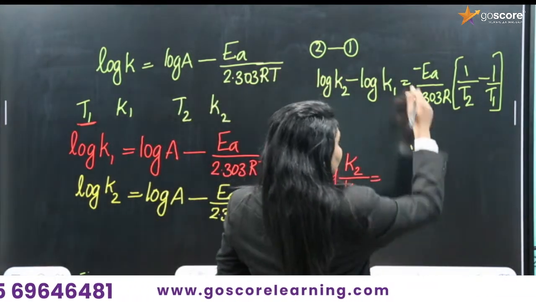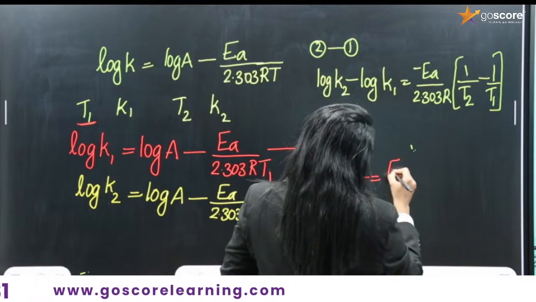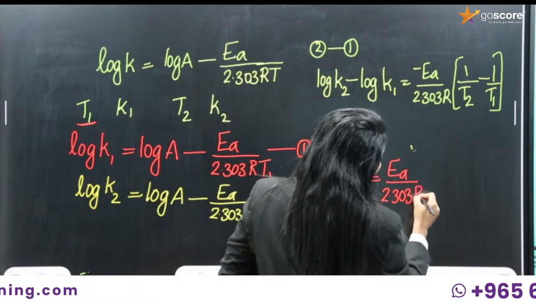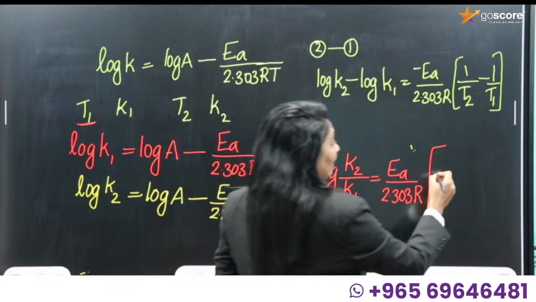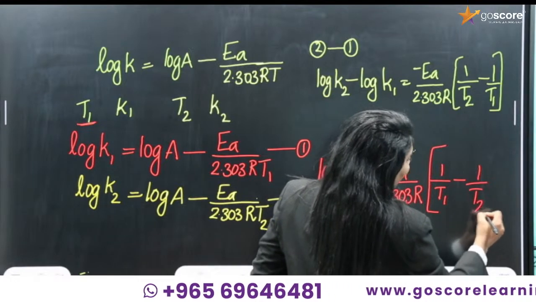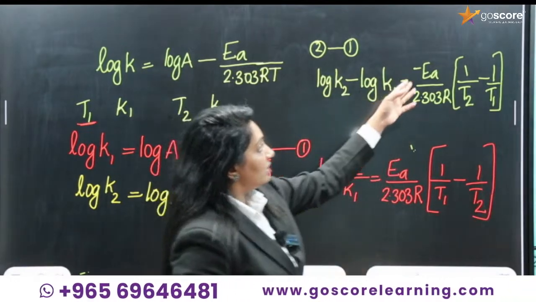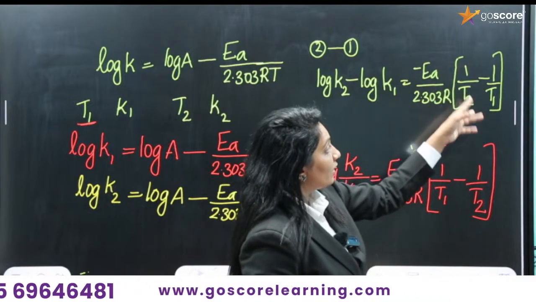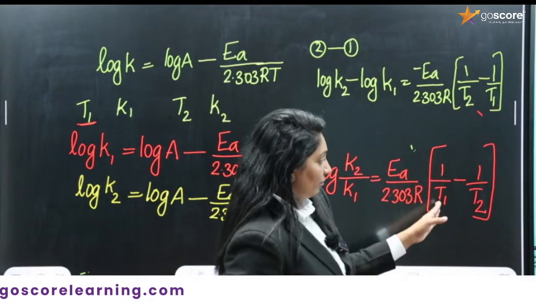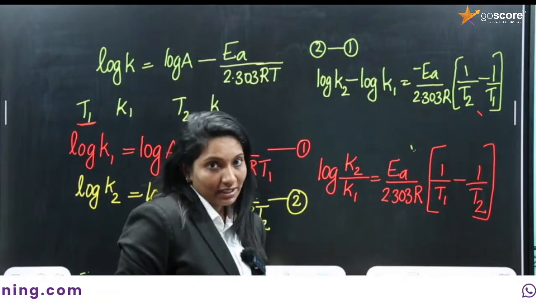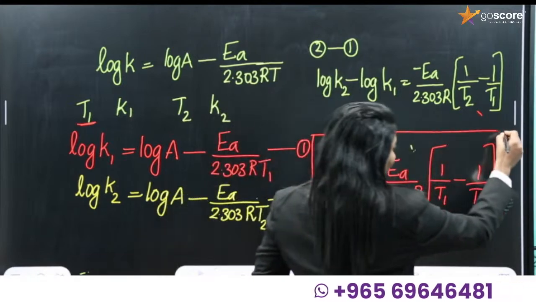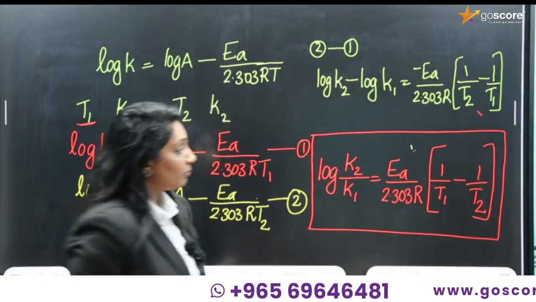Equal to, taking the negative sign inside, Ea by 2.303 R into 1 by T1 minus 1 by T2. I took this negative sign there, so it becomes minus 1 by T2 plus 1 by T1, which I can rearrange as 1 by T1 minus 1 by T2. Is that clear?